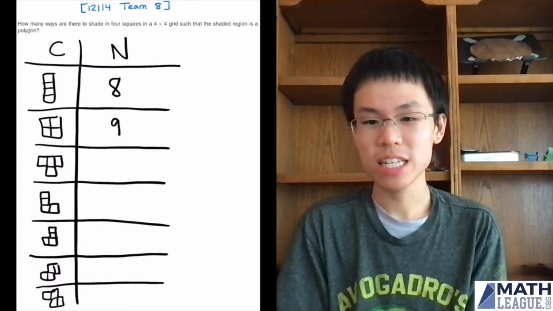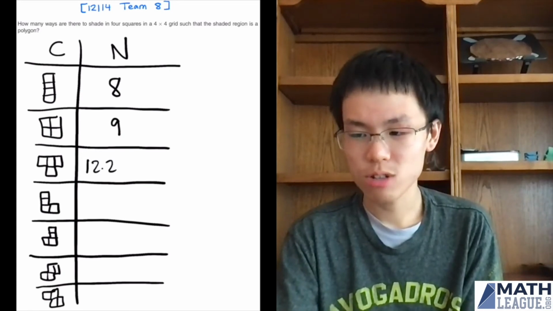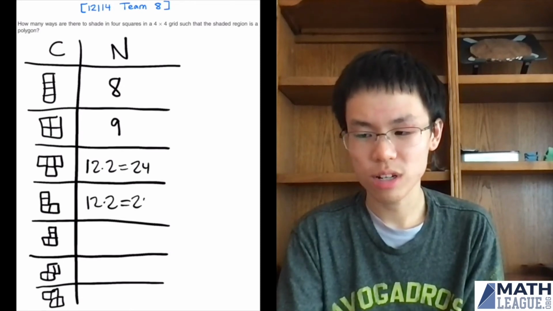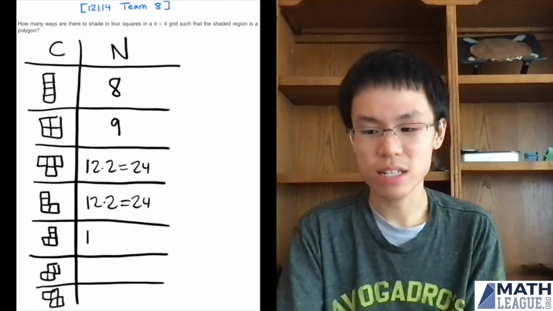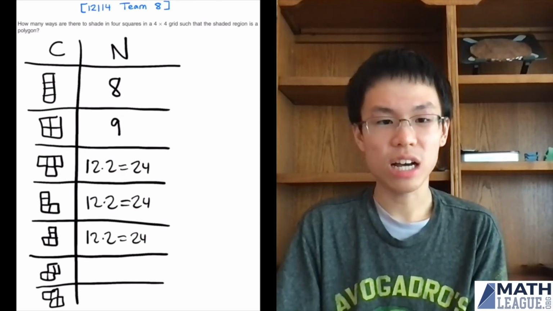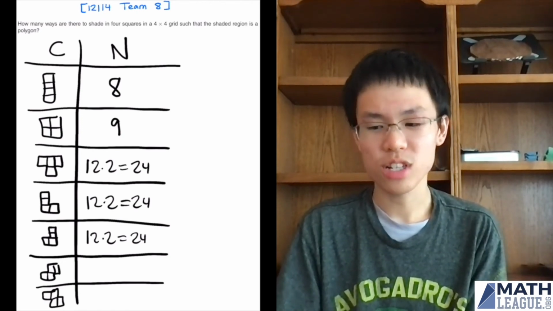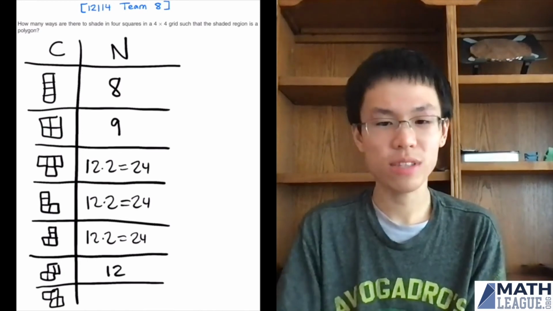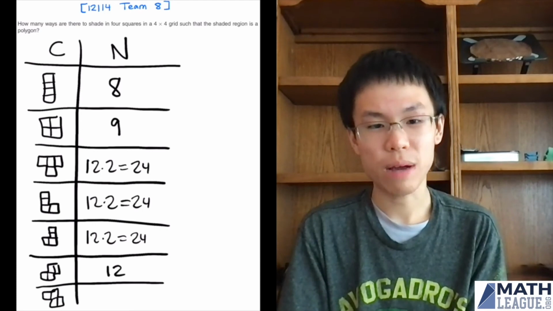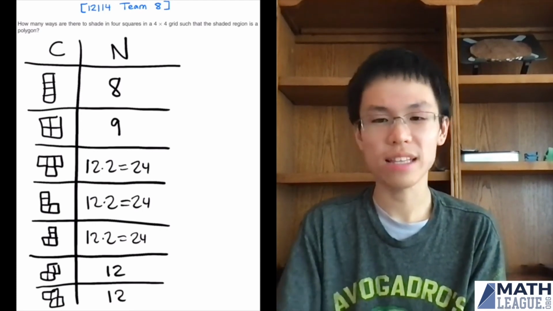Okay, so the T piece has 2 orientations, so 12 times 2 equals 24. Same thing with the L piece, 12 times 2 equals 24, and same thing with the J piece, 12 times 2 equals 24. The S piece has 180 degrees rotational symmetry, so because of that, we will just have 12 ways. Same thing with the Z piece. Rotational symmetry means only one orientation will work because flip it 180 degrees and it will be the same. Only 12 ways.